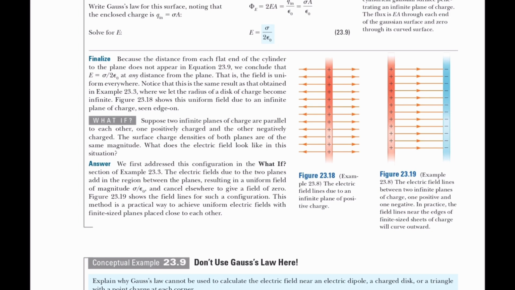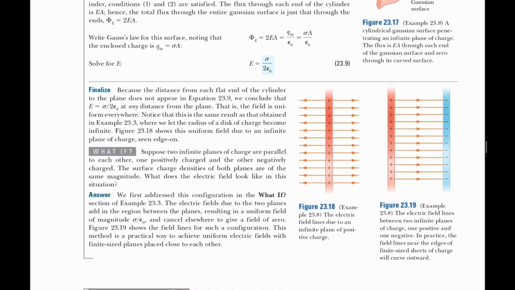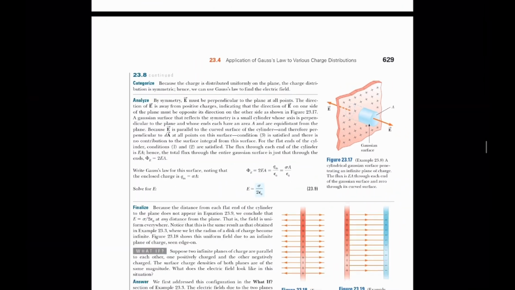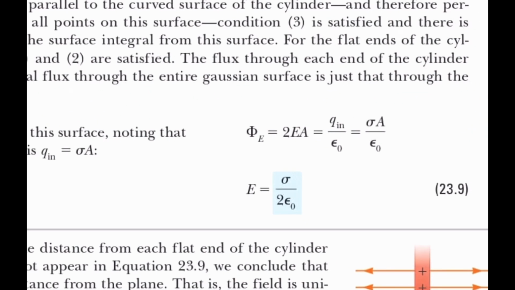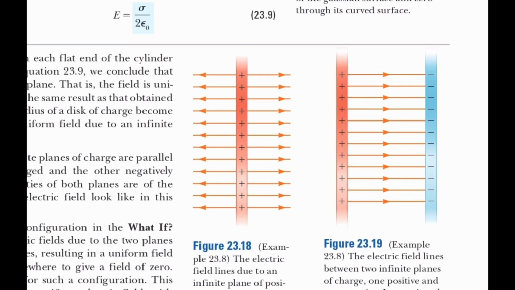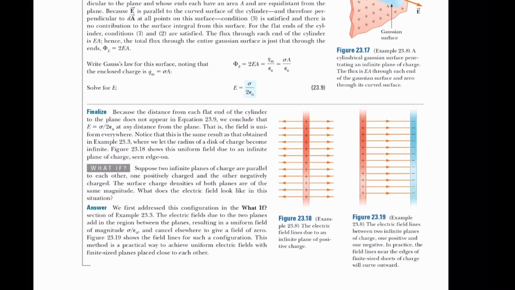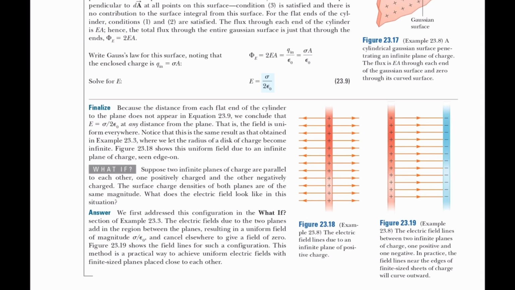So then they give you the answer. This is the scenario, figure 23.18. This is the scenario that we used Gauss's law to find the answer for the electric field here. And you get electric field is equal to sigma over 2 epsilon naught. Over here, they tell you, okay, imagine we have a positive plate and a negative plate parallel to each other. It creates an electric field inside themselves like this. And what is the electric field there?